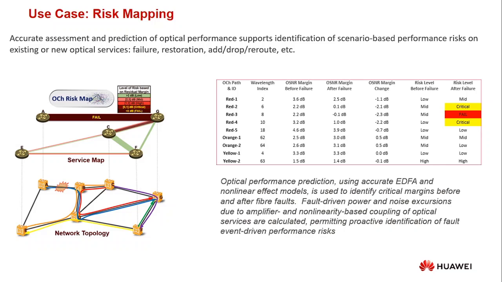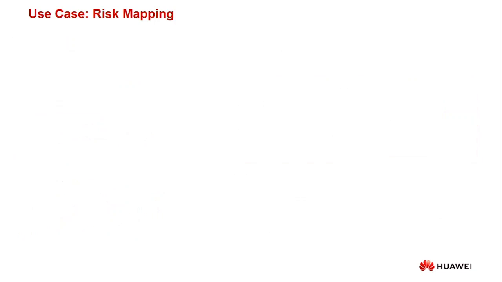So risk mapping, the ability to use the optical DT to examine any sort of prospective scenario where we're changing the network state, whether that's an add, drop, reroute, a failure and restoration, whatever it is, we can identify the performance risk to all of the channels that might be operating and potentially impacted. That allows us to take corrective action, right?